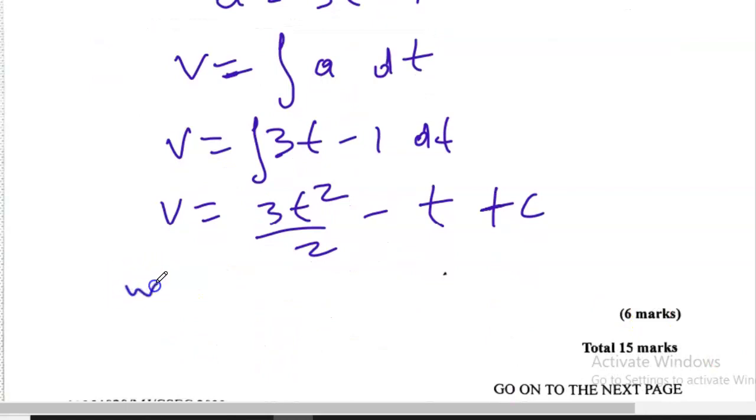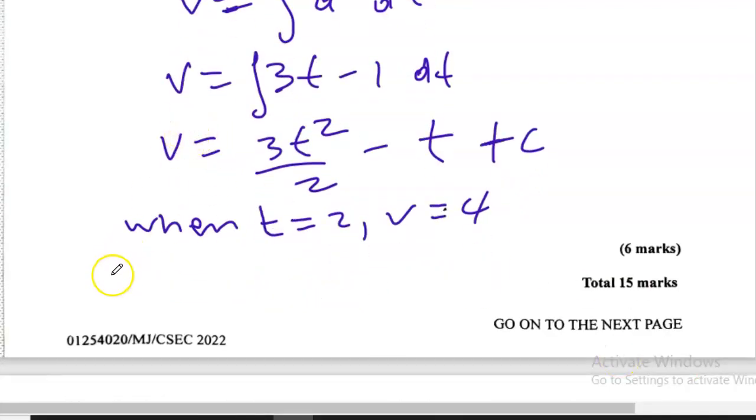So when t is 2, v is 4, so we can use this to get the value of c. So we substitute 4 for the v and 2 for the t. So it's 3 times 2 squared. Now 2 squared is 4. 4 times 3 is 12. 12 divided by 2 is 6. Minus t, and t is 2 again, plus c.